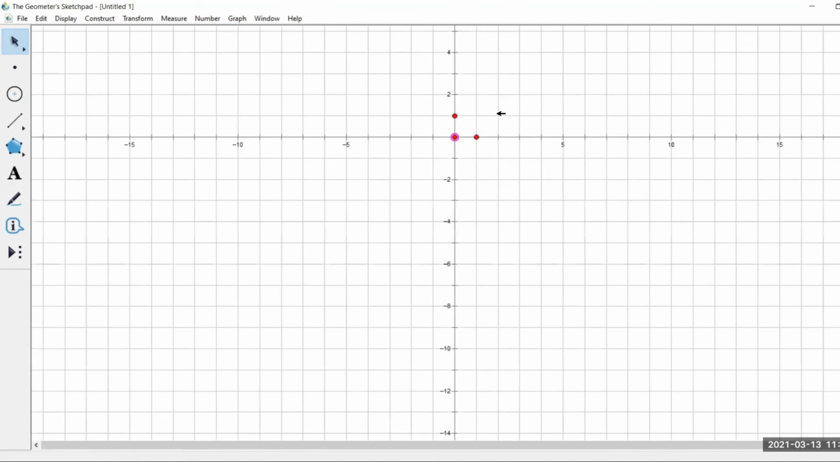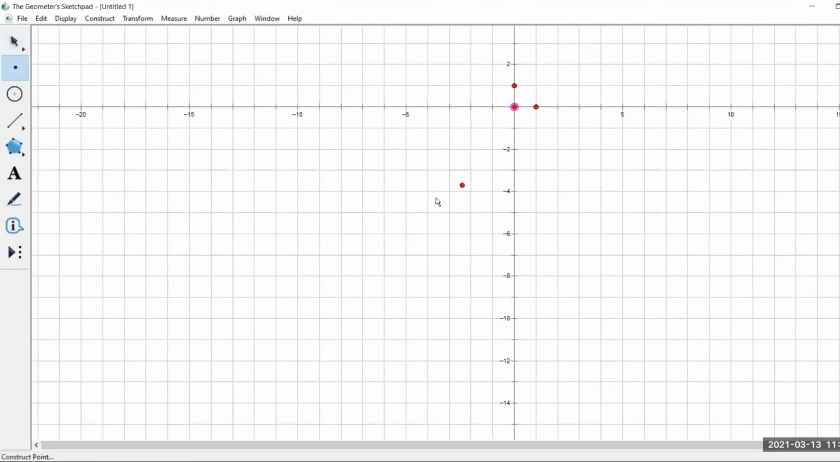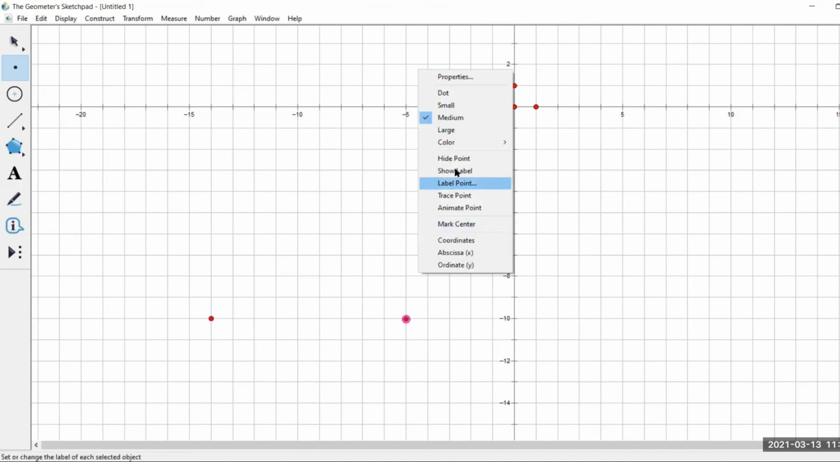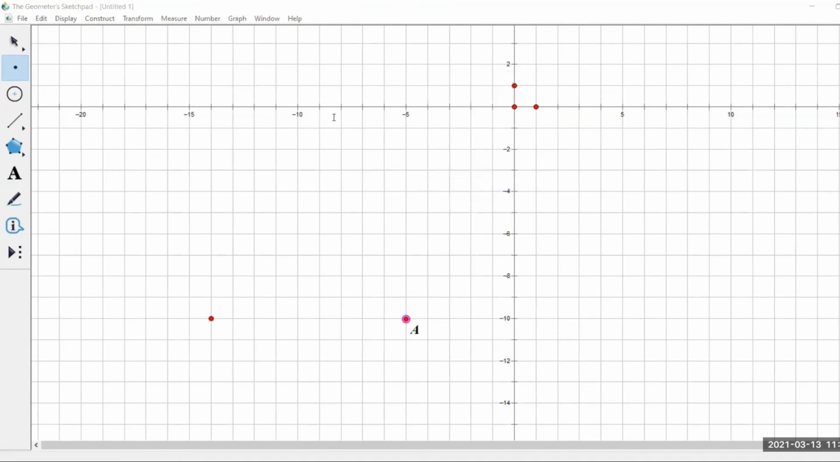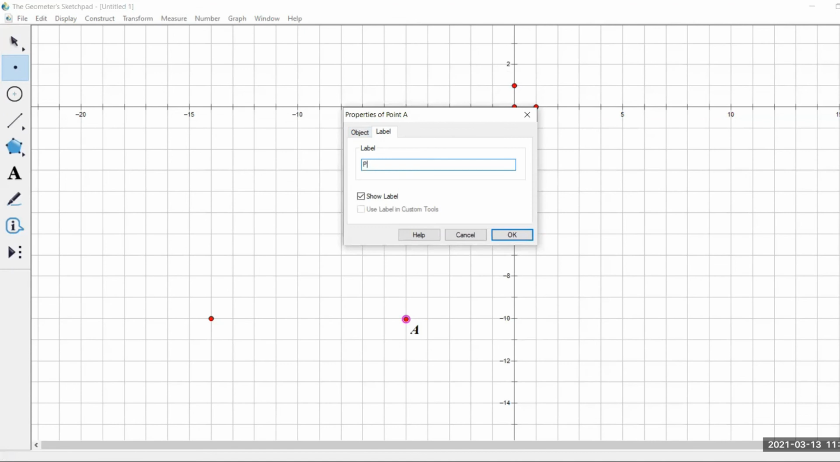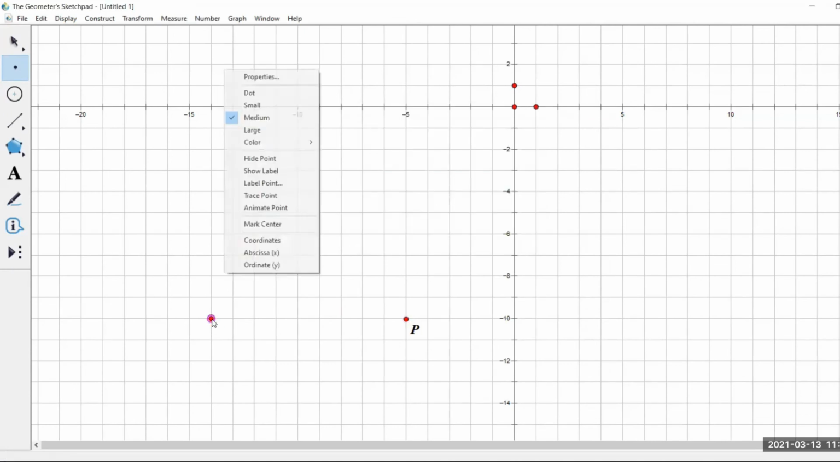All right, so I'm just going to plot down the points again. Remember, P was -5, -10. That is P. Q was -14, -10. That was Q. I'm going to label them. Label points. This is P. This is Q.